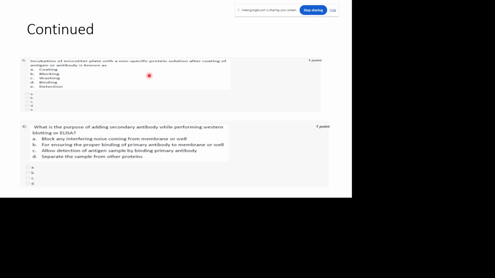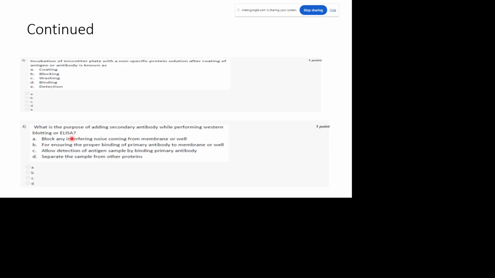So now after that when you add the antibody, the antibody can go and bind into the empty spaces of the well, right? So that can cause a false signal for you. That's why you need to block this region by a non-specific protein solution, for example BSA, right? So this process is called blocking. So the answer is blocking.